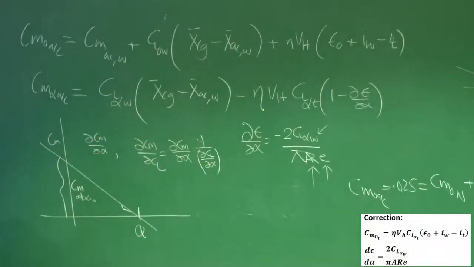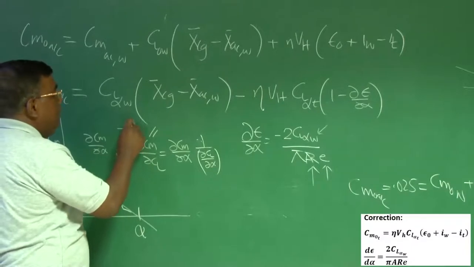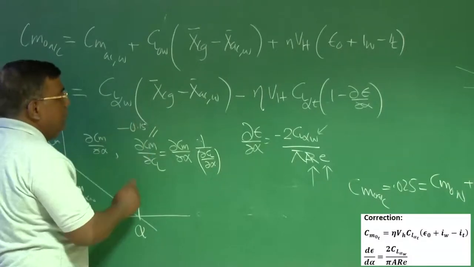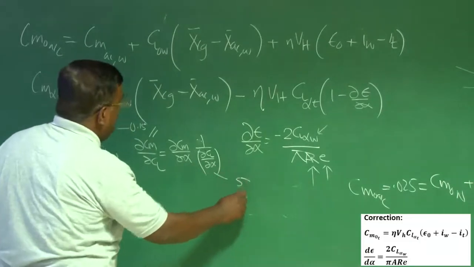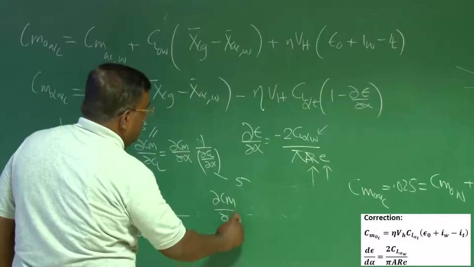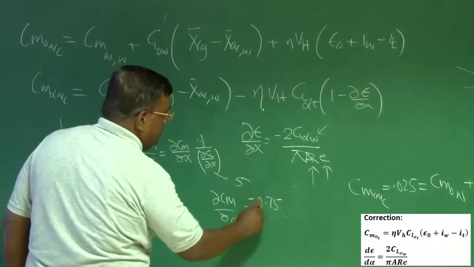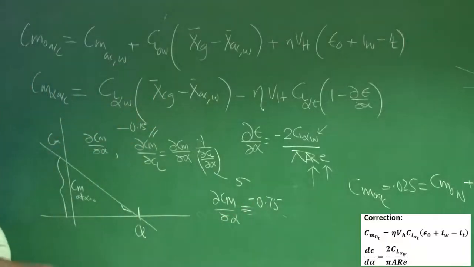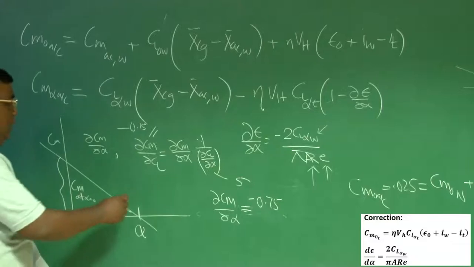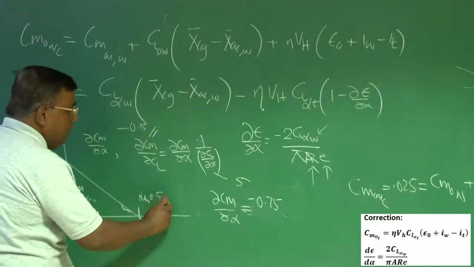So if we are designing for minus 15%, this value is minus 0.15, and CL alpha if it is around 5, so you know that dCm by d alpha will be equal to minus 0.75. So it's very easy to translate, okay? Correct? So I'm talking in terms of Cm versus alpha. So I know the alpha trim, which I know from CL trim, right?